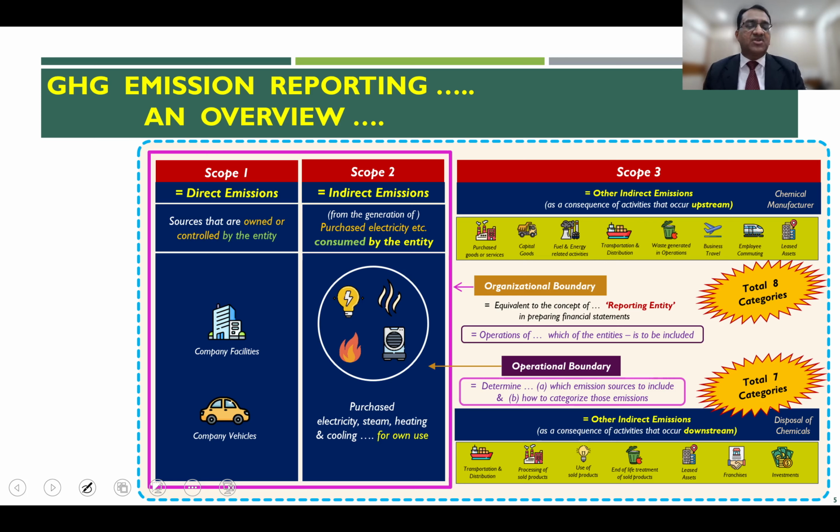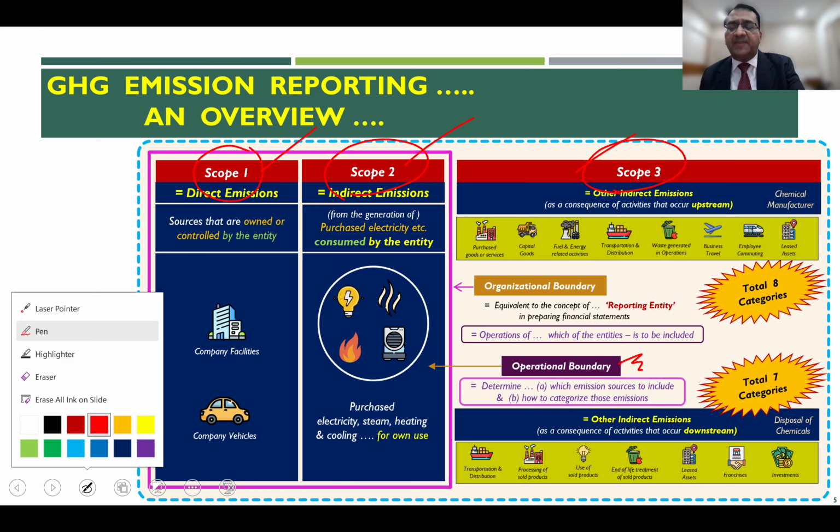Now you can see there are 3 types of emission: scope 1, scope 2, and scope 3. So this operational boundary basically determines which of these emissions. Generally, scope 1 and 2 is required anyways to be reported, but in scope 3 emissions, there is a certain kind of an option which is available to an entity. So basically this operational boundary signifies which of the emissions need to be included in the reporting of the carbon footprint.